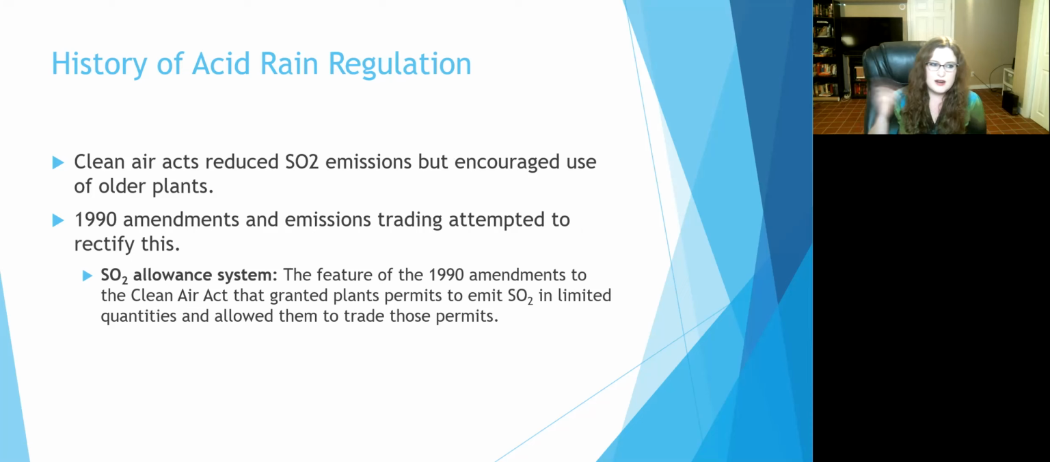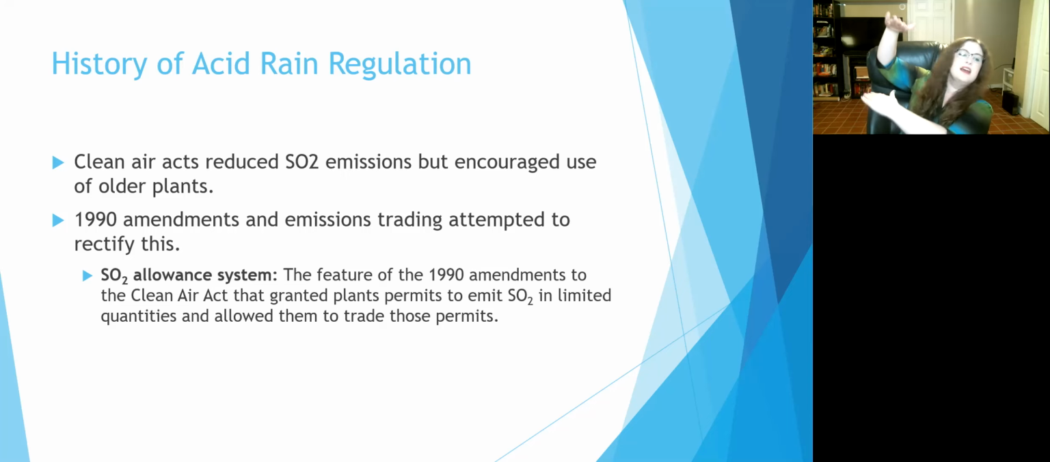So in 1990, we added an additional amendment because we said, it's probably not good that we have a bunch of factories from the 1950s running and we're not building anything new, and these are just getting progressively dirtier. So now we're going to have emissions trading. Emissions trading is a system of essentially voucher tickets. This feature of the 1990 amendment to the Clean Air Act granted plants permits to emit SO2 in limited quantities. So what the US did is we said, we're going to accept so much pollution, right?